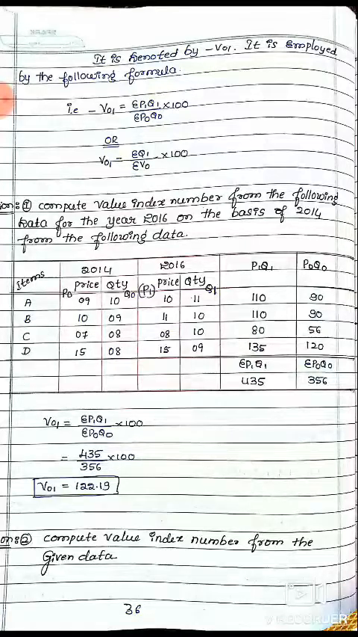Yes, this is the problem. Before going to solve the problem, we should allot symbols. What is Q0? What is P0? What is Q1? What is P1? Like this. So the current year price, base year price, base year quantity, and the current year quantity should be allotted symbolically.